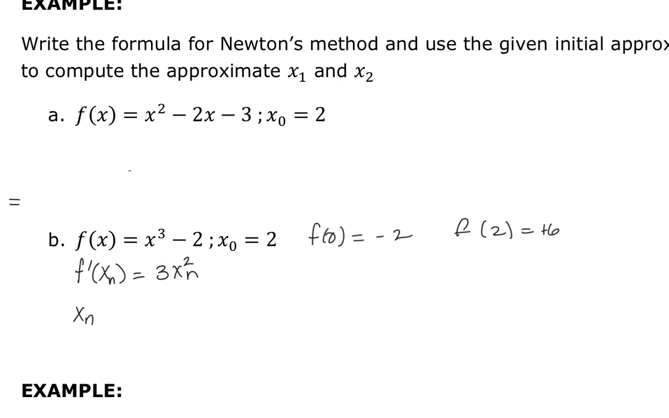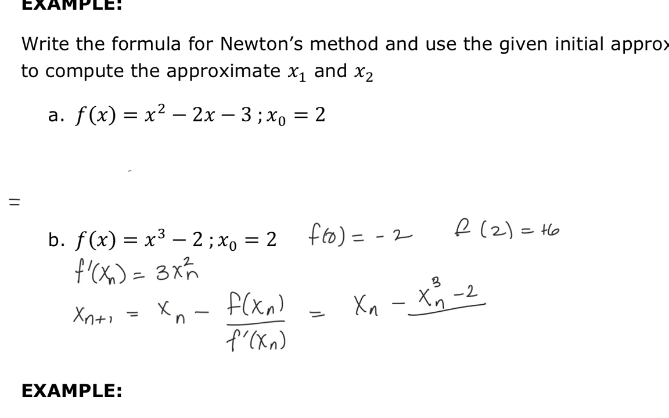So then x sub n plus 1 is going to be x sub n minus f of x sub n over f prime of x sub n, which is going to be x sub n minus, and I'm going to put x sub n into the original function. I'm going to get x sub n cubed minus 2, all over 3x sub n, the quantity squared.